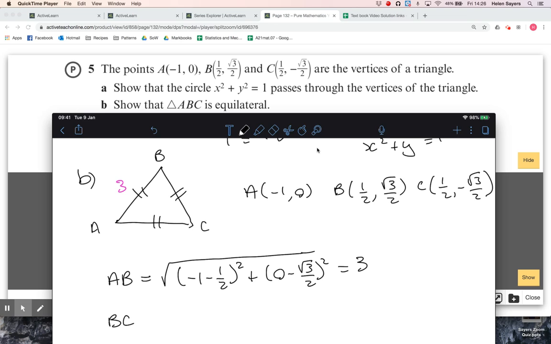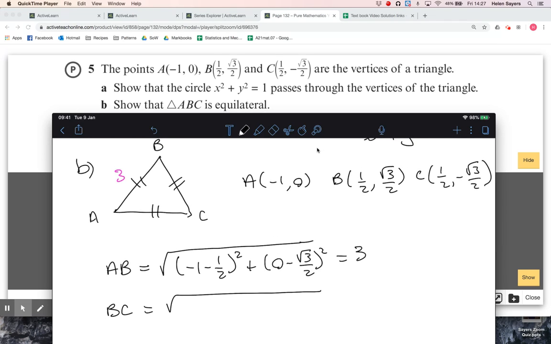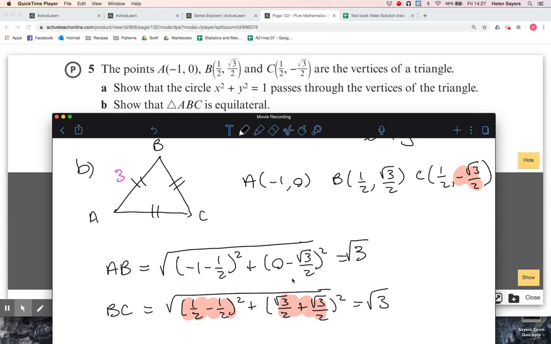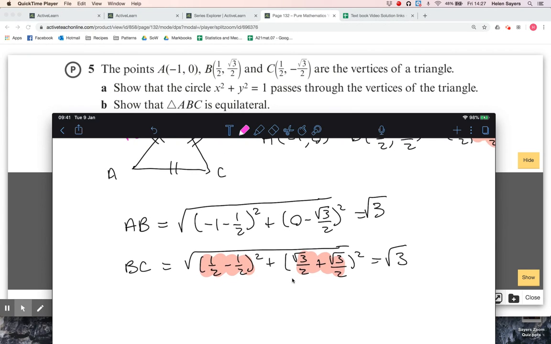Okay, so let's check BC. The distance between B and C is going to be a half minus a half all squared plus root 3 over 2, and then just careful here, it's root 3 over 2 minus root 3 over 2. So that's going to be 0, and that is just going to be root 3. So root 3 squared is 3. Oh, hang on, apologies. That first one's not 3, that first one's root 3. I'm just thinking, hang on, they're not giving me the same length. So I will just check all 3. So far they're all giving me root 3, not 3.